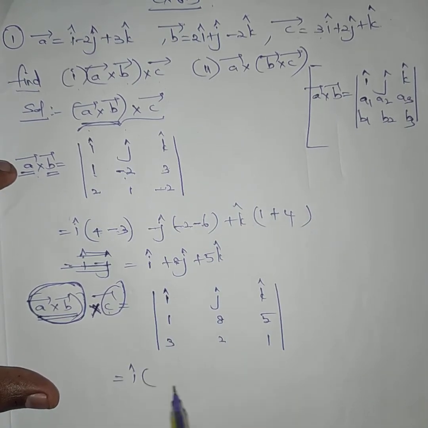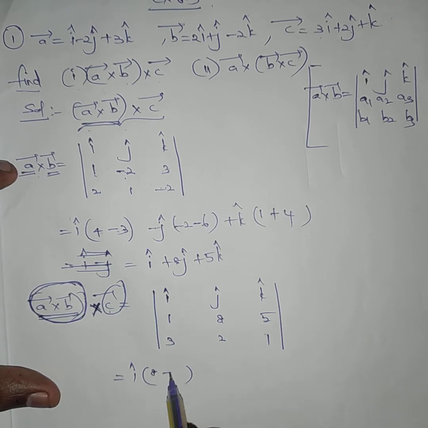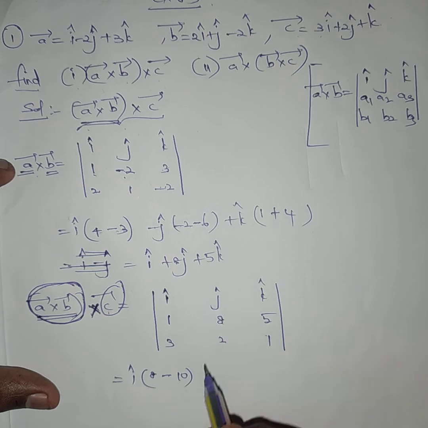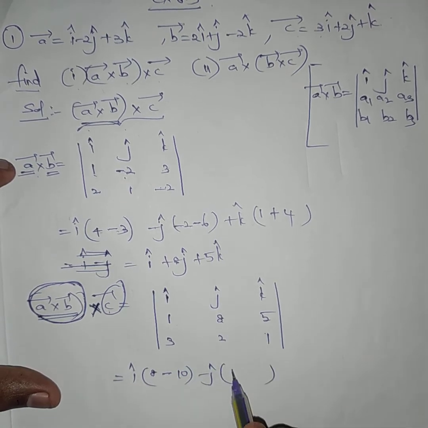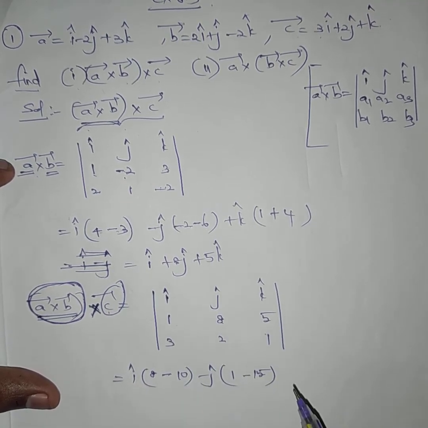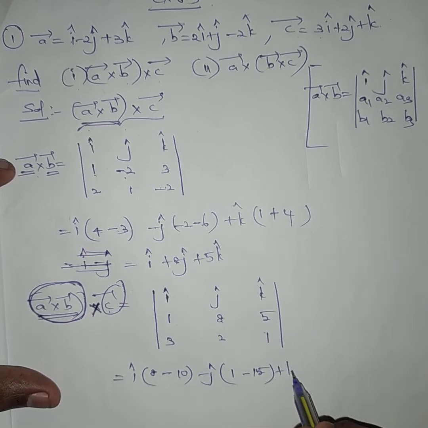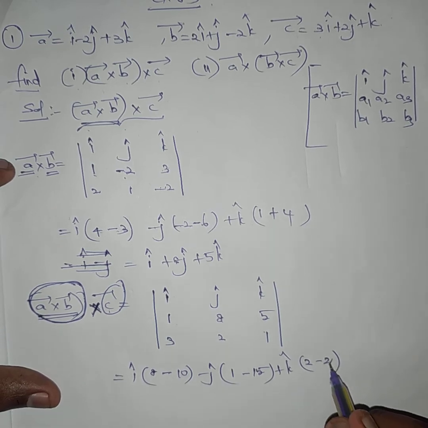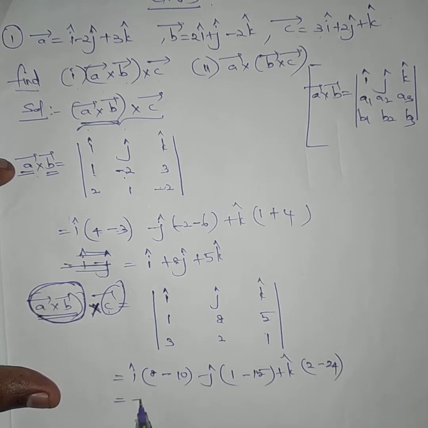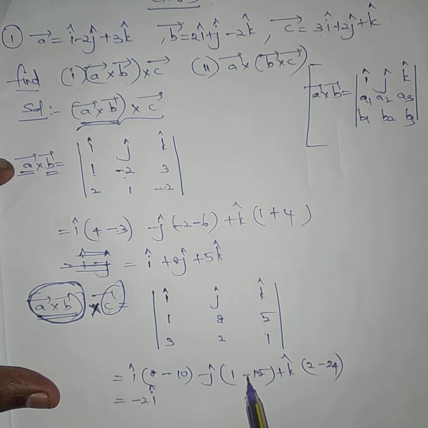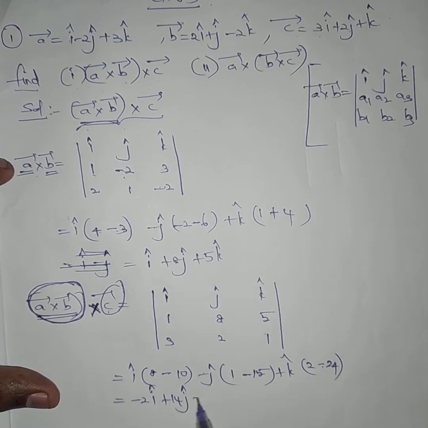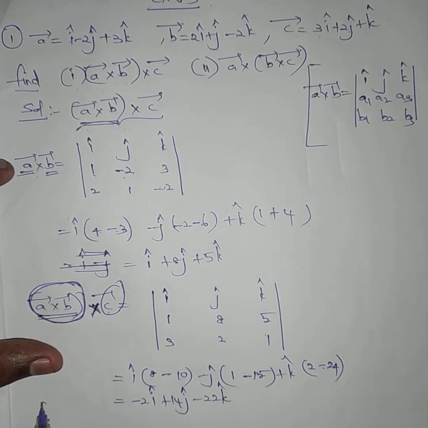So I cap, open the bracket, 8 into 1 is 8, minus 2 5s are 10, minus 10. Next minus J cap, 1 into 1 is 1, minus 5 3s are 15. Next plus K cap, 1 into 2 is 2, 8 3s are 24. So what is the answer? This is -2 I cap. This is -14, minus into minus, plus 14 J cap. This is -22 K cap. So this is our required answer.